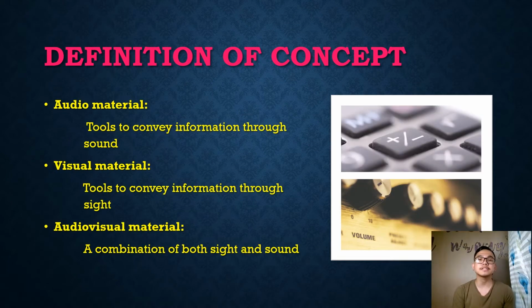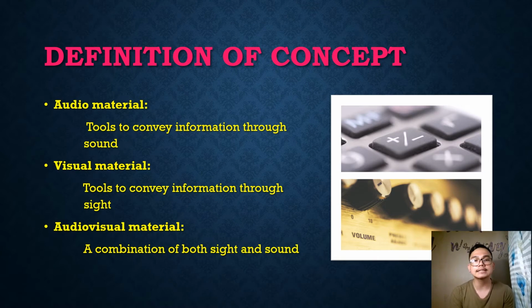And now we're going to define the concepts that we are going to use later on. The first one is the audio materials. These are tools to convey information through sounds. Examples of these are radio, tape recorder, gramophone, linguaphone. We also have audio cassette player. And lastly, an example of this is a language laboratory.